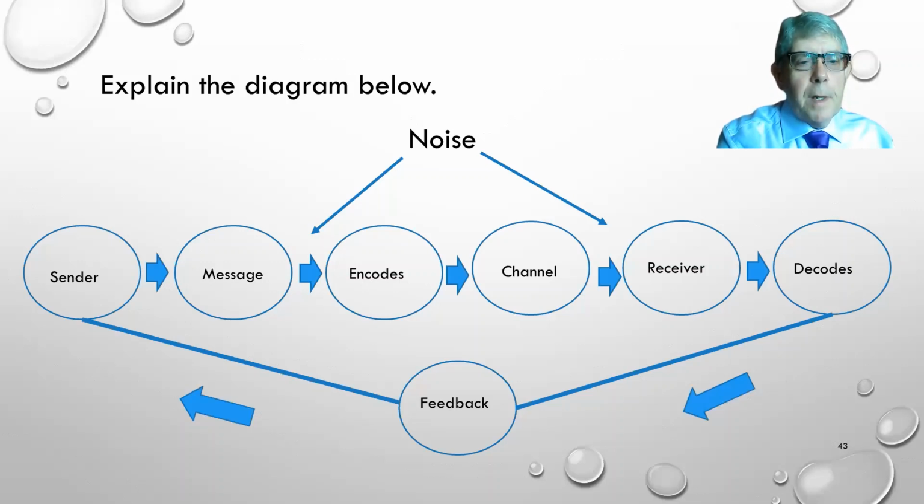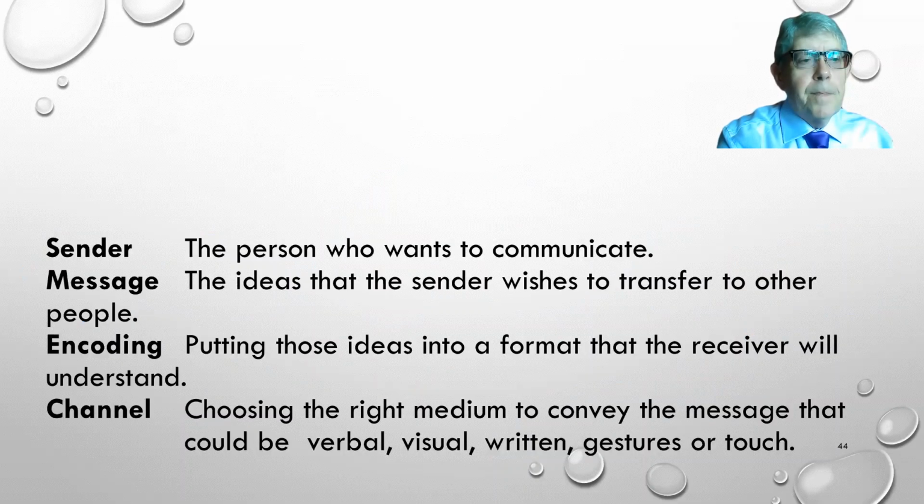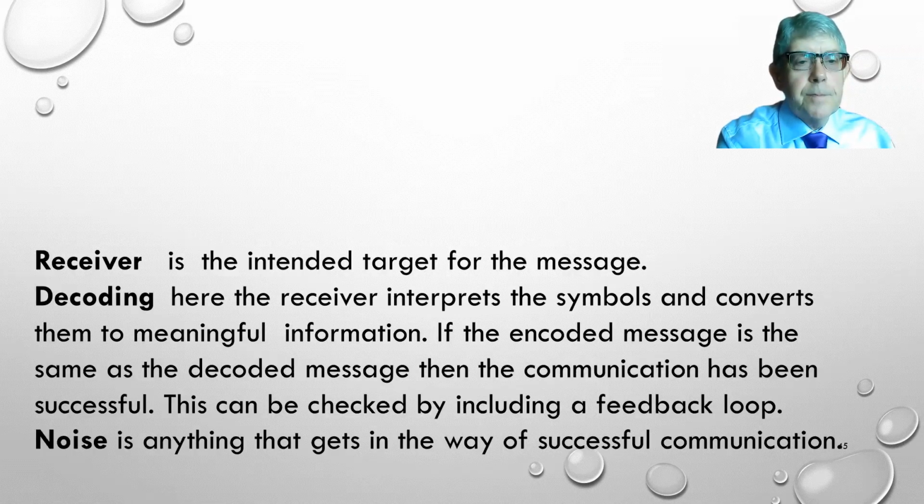Explain the diagram below. The sender, this is the person who wants to communicate. The message, the ideas that the sender wishes to transfer to other people. Encoding, putting those ideas into a format that the receiver will understand. Channel, choosing the right medium to convey the message that could be verbal, visual, written, gestures or speech.